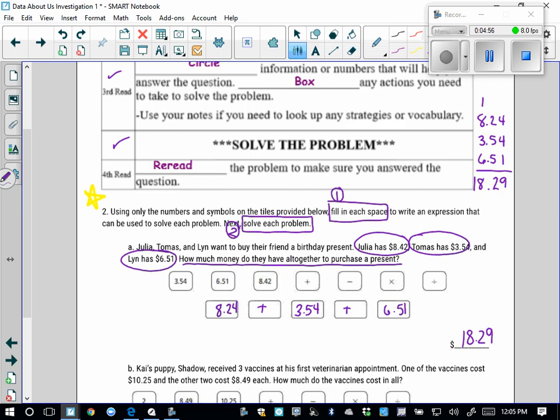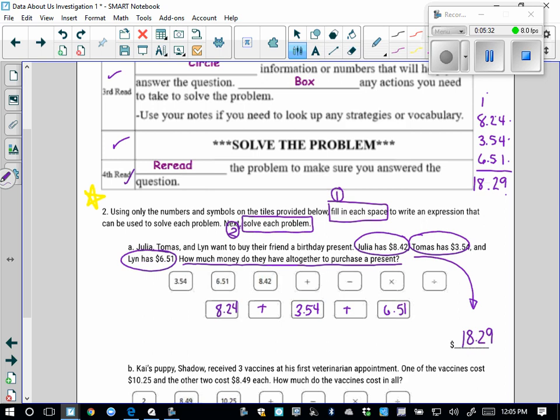I'm going to check my work one more time. 4 plus 4 plus 1 is 9. 2 plus 5 is 7, plus 5 more is 12, carry the 1. 8 and 1 make 9, plus 3 more is 12, plus 6 more is 18. I feel confident about that. So fourth, I'm going to reread the problem to make sure I answer the question. So the question is, how much money do they have altogether to purchase the present? And I did answer the correct question.